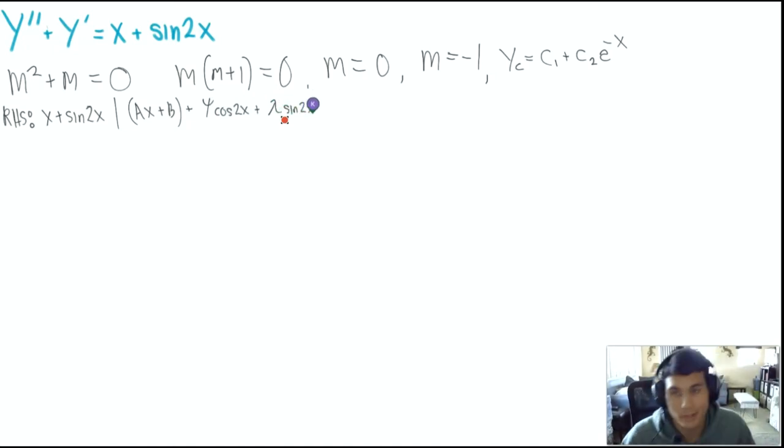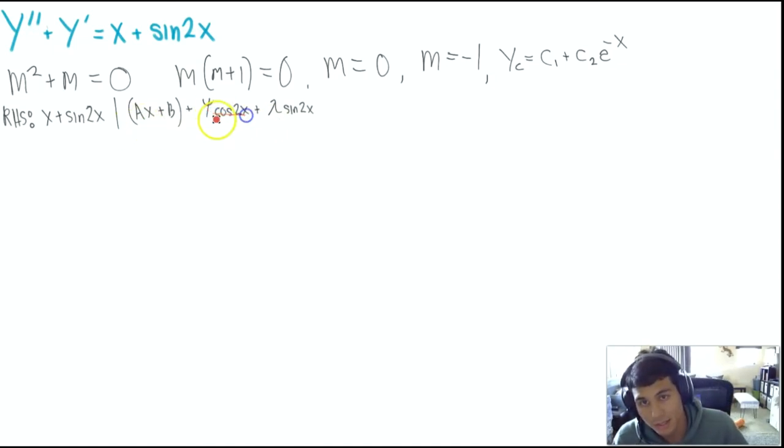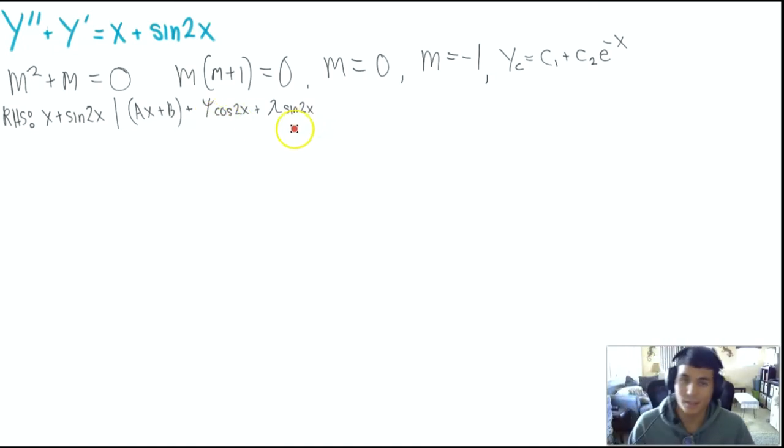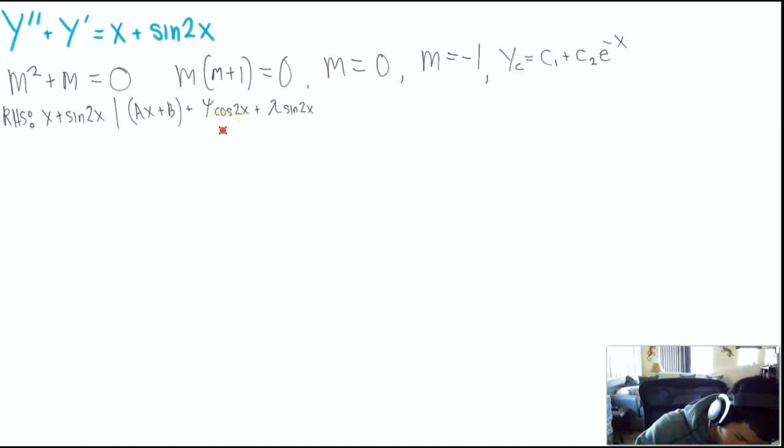The only reason why I picked these fancy coefficients is just because I don't want to get confused of writing c cosine 2x, right? Because c and cosine, I mean, I'll mess up later. So sometimes a trick is to pick coefficients that you'll definitely remember and not mix up. Okay. Now we're saying that this is equal to yp, right?